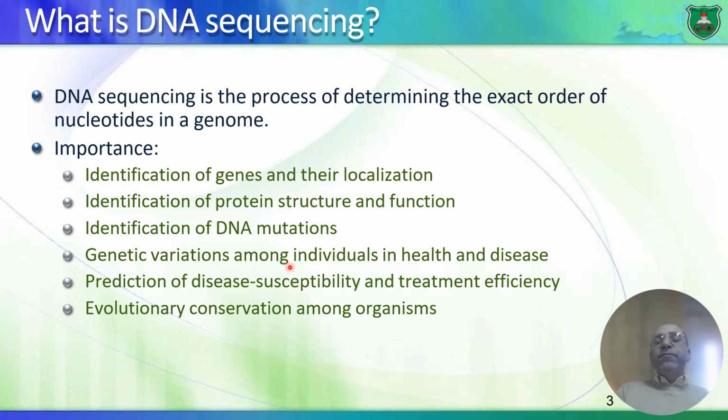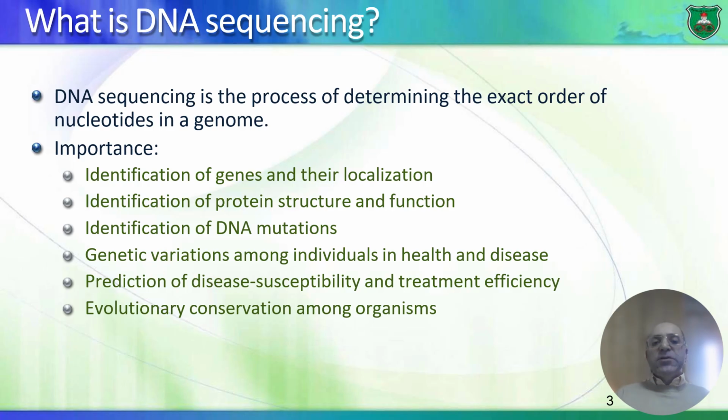We can identify DNA mutations. So we compare the sequence of DNA of an individual to that of a healthy person. And we would be able to pinpoint, to assign a certain position in the chromosome, in the DNA, and say, here's a mutation that can be pathogenic, that can cause the disease. So we would be able to know genetic variations among individuals in health and disease.